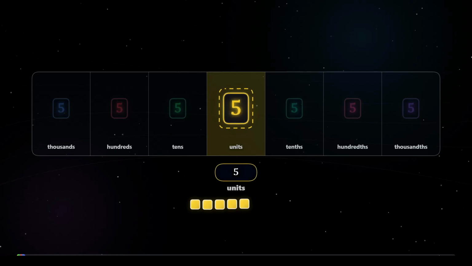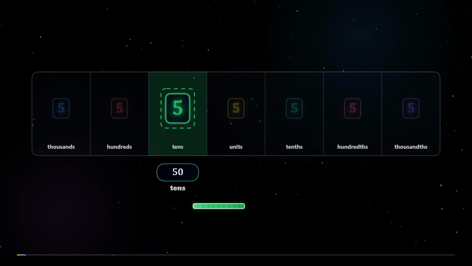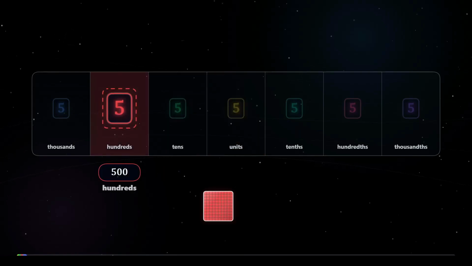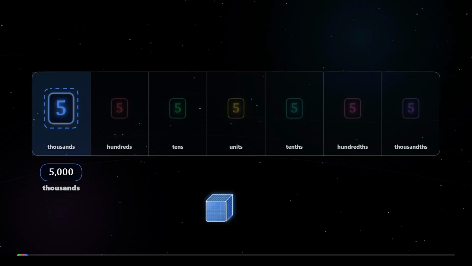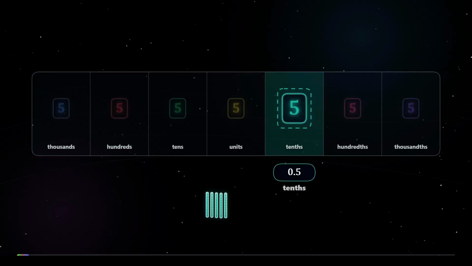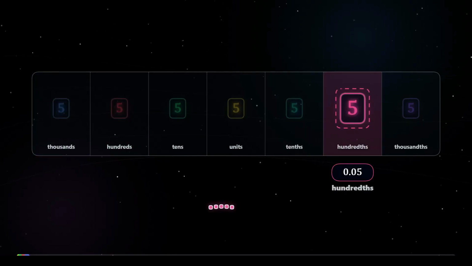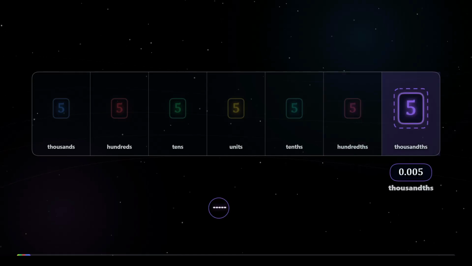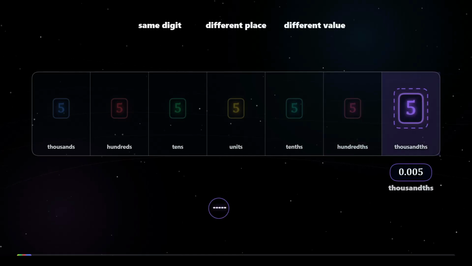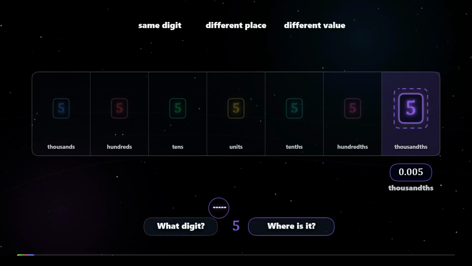The digit 5 can mean 5 units, it can mean 50, it can mean 500, it can mean 5,000, it can mean 5 tenths, it can mean 5 hundredths, or it can mean 5 thousandths. Same digit, different place, different value. So when you see a number, do not ask only, what digit is it? Ask, where is it? Let's start with the number 384.